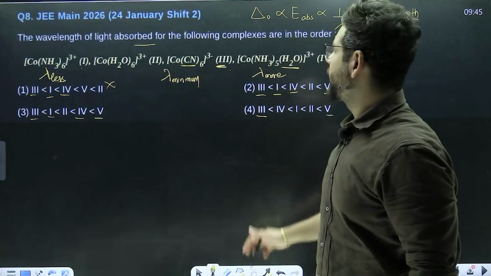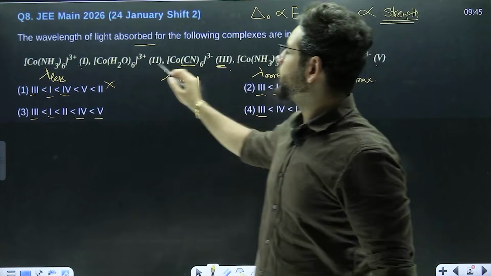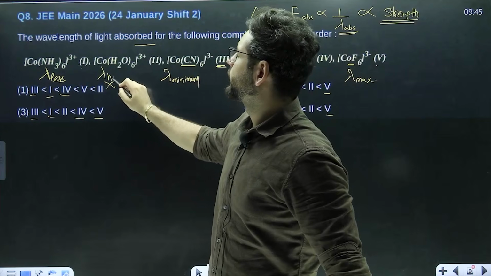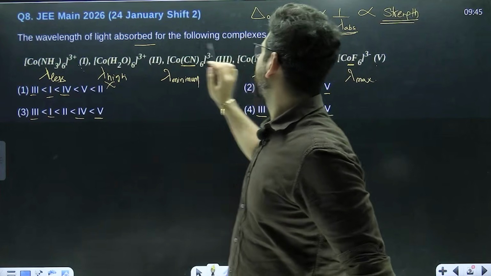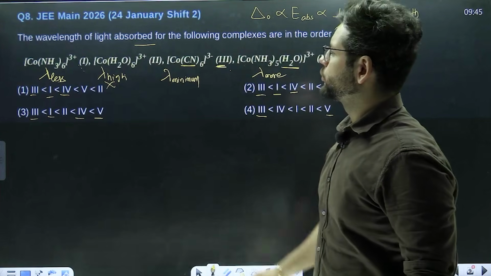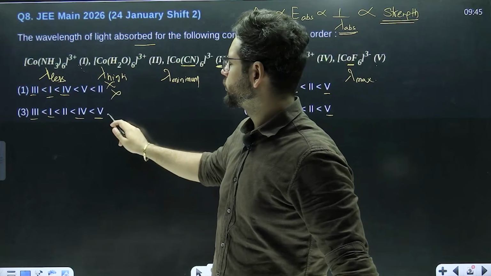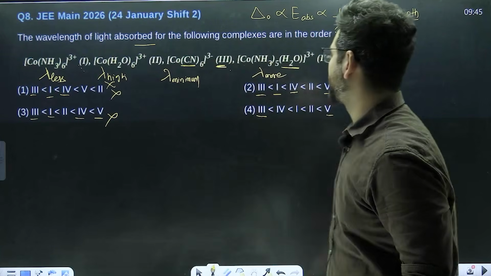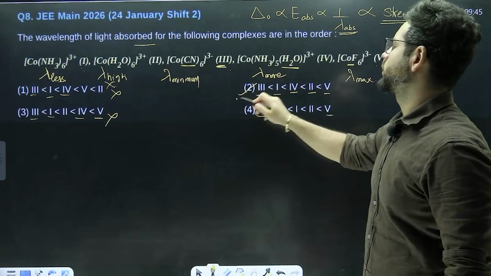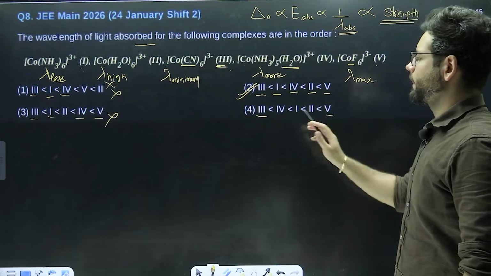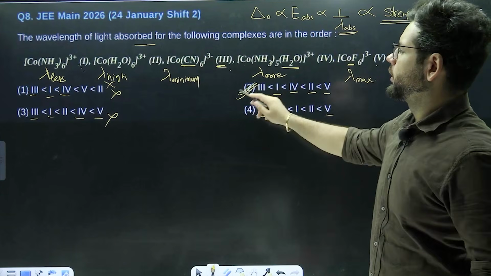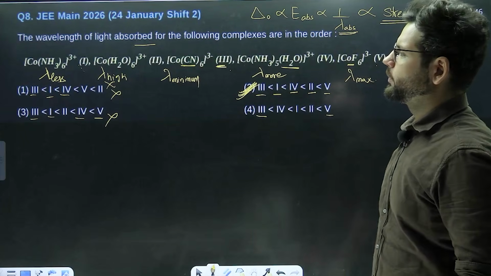Now coming to the complex with 5 water, this will have very high lambda, higher than 1 and 4. So 2 will be higher than 1 and 4. This goes out of the picture. 2 has to be more than 1 and 4. So option 2 is correct. Option 2 comes out to be the best answer.